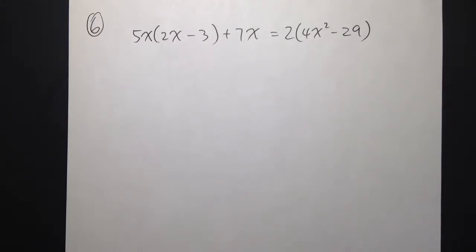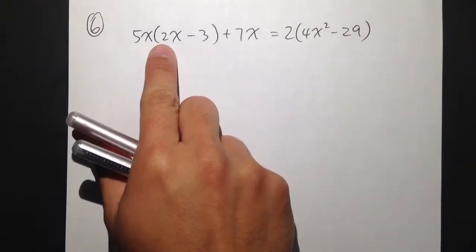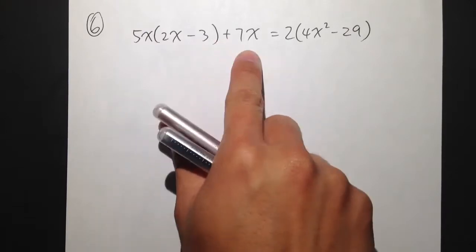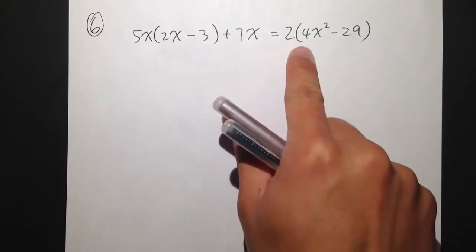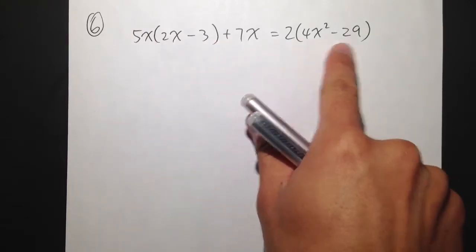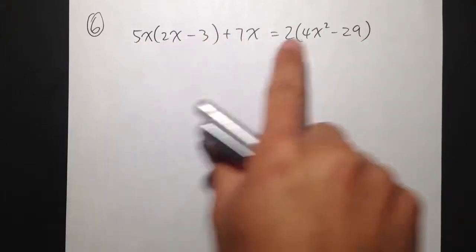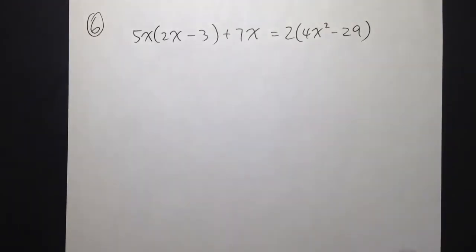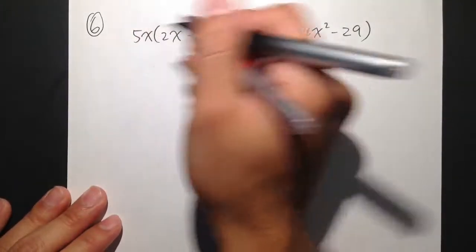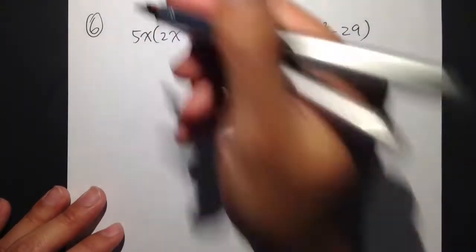Let's look at this example: 5x times parentheses 2x minus 3 plus 7x is equal to 2 times parentheses 4x squared minus 29. Whenever you see parentheses and there is some number in front of the parentheses, like 5x, we should always just distribute and then combine terms.